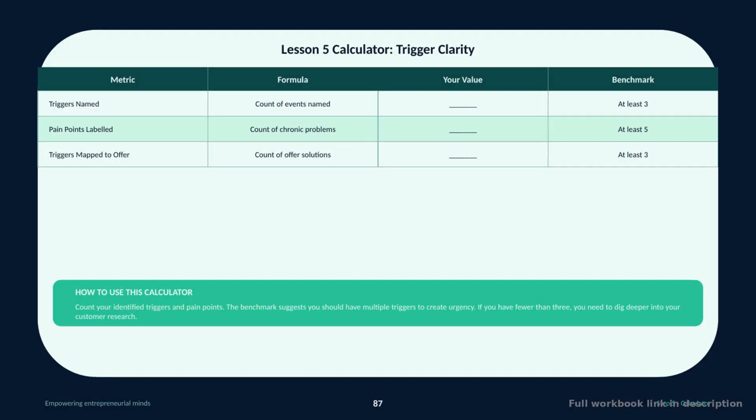Use the calculator to check your trigger clarity. Count the number of triggers you named. The benchmark is at least 3. Count the number of pain points you labeled. The benchmark is at least 5. And count the number of triggers you mapped to your offer. The benchmark is at least 3. If you have fewer than 3 triggers, you need to dig deeper into your customer research.